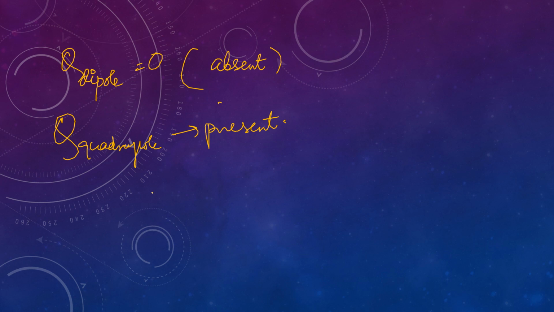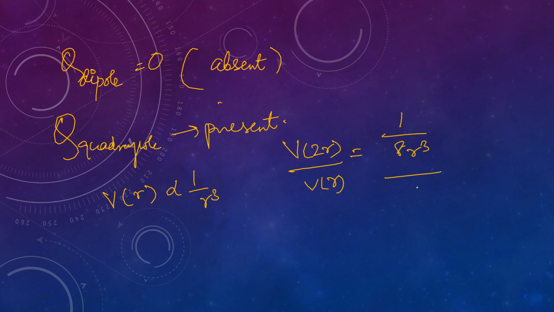For Q quadrupole we know the potential is proportional to 1 by R cubed, right? So V at 2R by V at R will be 1 by 8 R cubed divided by 1 by R cubed. That will be 1 by 8. Is that all right? That's the answer. 1 by 8 is the answer.